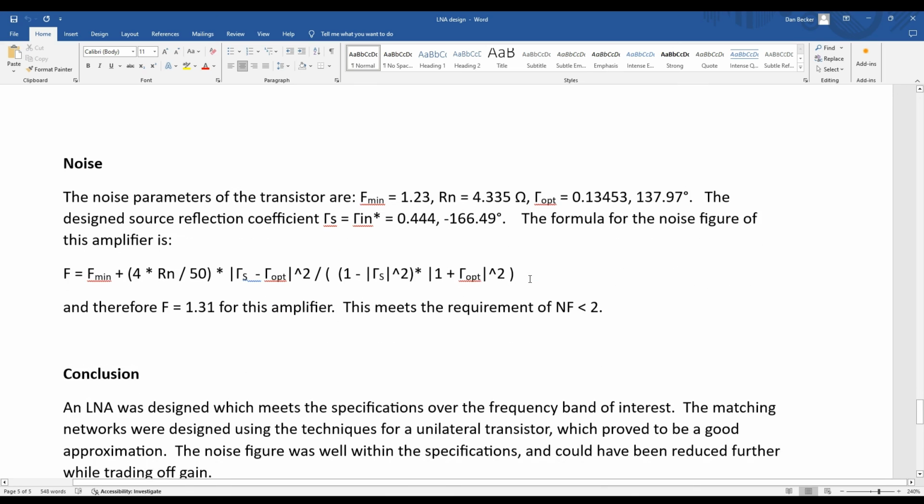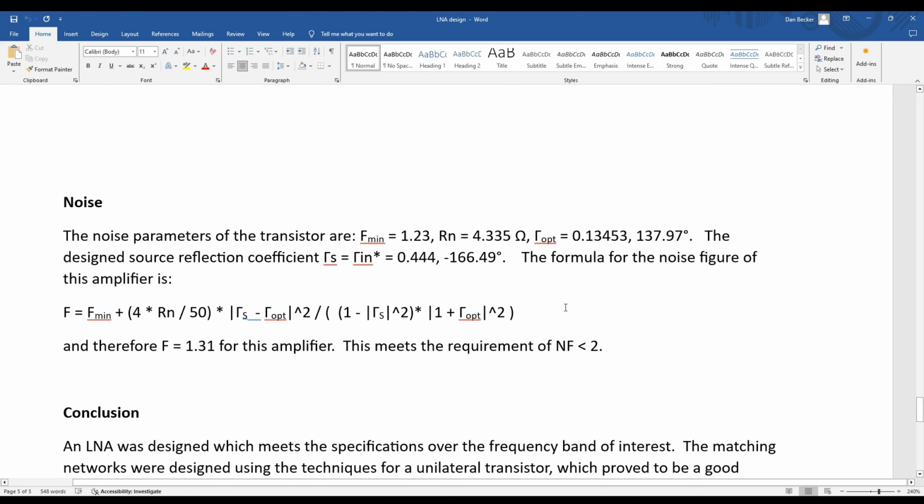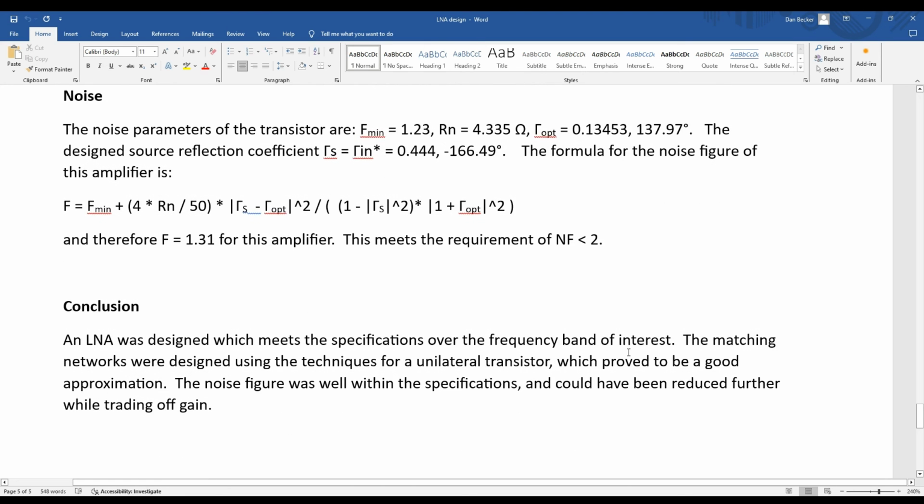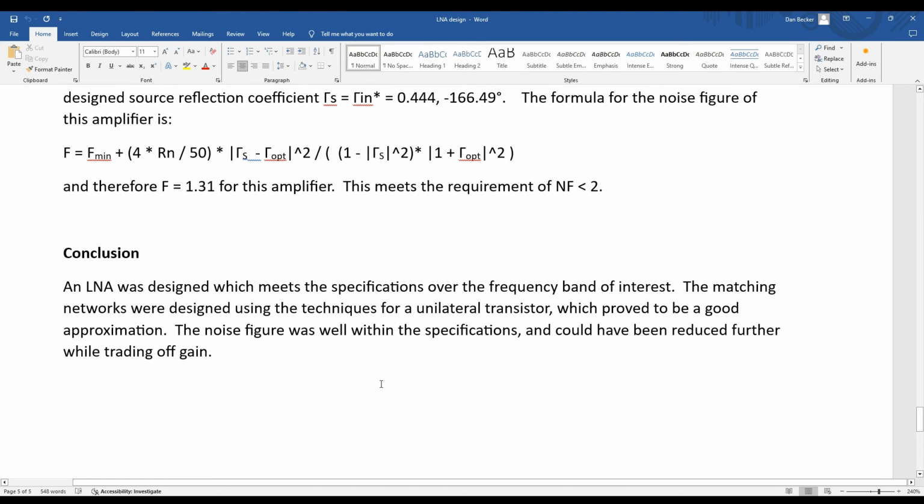And then also we had the noise figure requirement that it had to be under 2. Well, Fmin is 1.23, and with these other parameters and the fact that we chose gamma S to be S11 star, we could find that F is 1.31, which is well under 2. So that concludes this quick video on the LNA design.